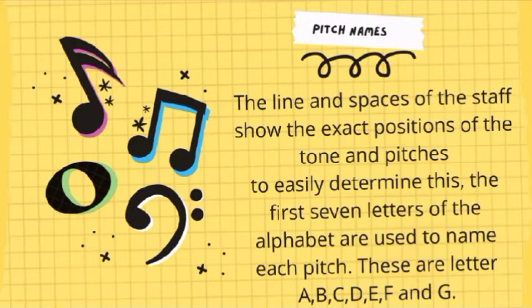We have now the pitch names. The lines and spaces of the staff show the exact position of tones or pitches. To easily determine this, the first 7 letters of the alphabet are used to name each pitch. These letters are A, B, C, D, E, F, and G.